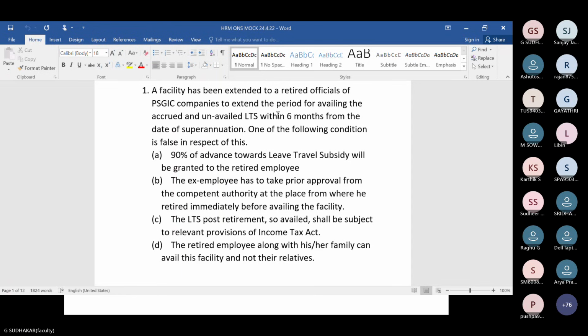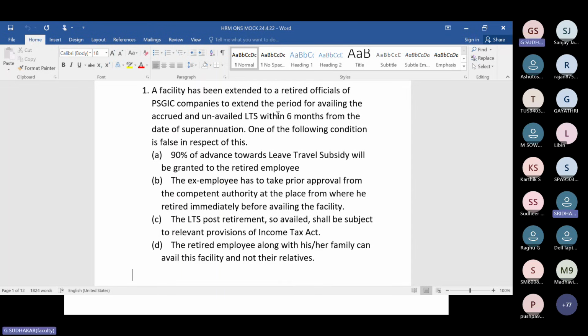The facility has been extended to retired officials. When you see the question, it will be half a page. The first one is wrong. First, false. Advance can be taken. All other options are correct. Only the first is wrong. No advance can be given.